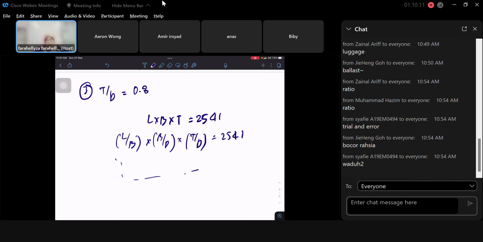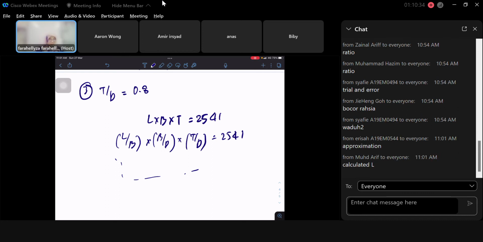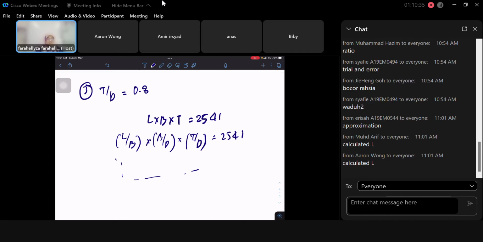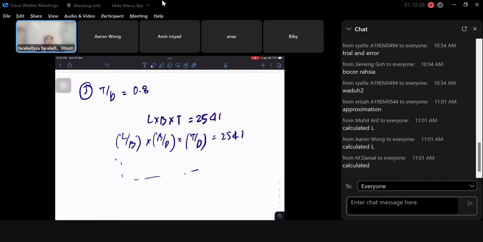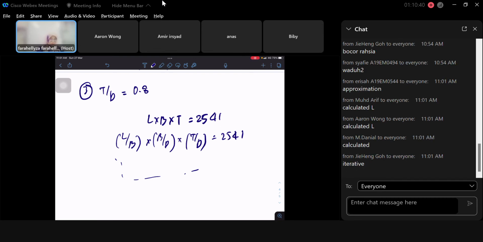We have one method. What is the method that we use to solve this mathematically? Those from SEMO, what is the method? We have three methods of determining the L. We have the estimated L, we have the calculated L. Is it approximation or what, that you solve this mathematically?